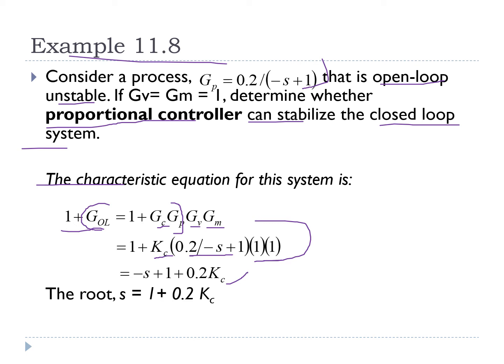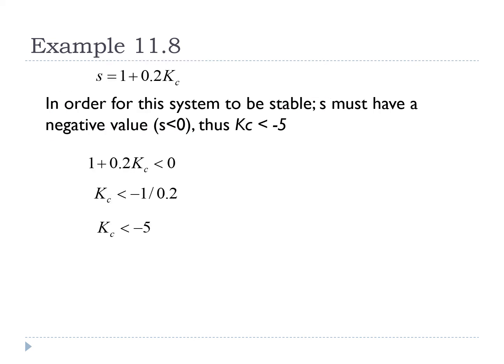Now, the root S will be equal to 1 plus 0.2 Kc, right? In order for our system to be stable, according to the general criterion just now, the root must be negative, right? So your S must be less than 0, meaning that your Kc must be less than -5 in order for the system to be stable.